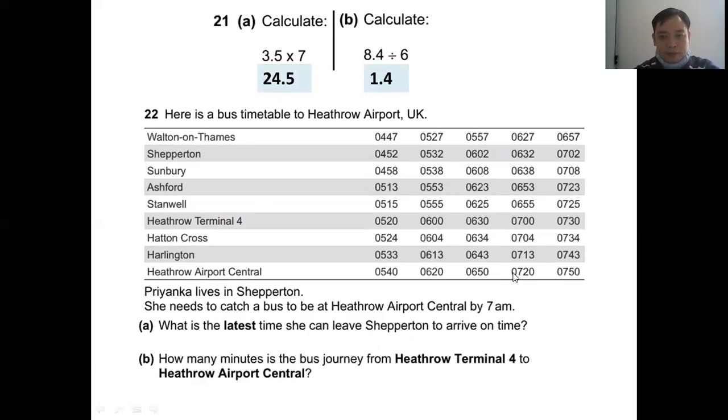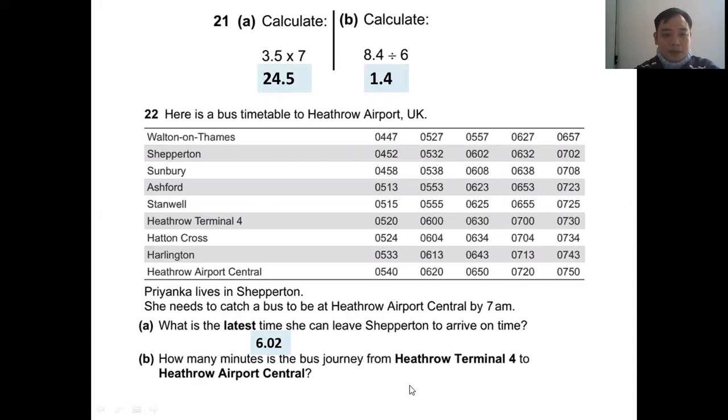So here you have 2 times. One is arriving at 7:20 and one is arriving at 6:50. But 7:20 is too late because she wants to arrive at 7 a.m. So the bus must arrive at 6:50. Now we trace back to the place where she stayed, Shepperton. So she had to take the bus at 6:02. The latest time she needs to take the bus is 6:02.